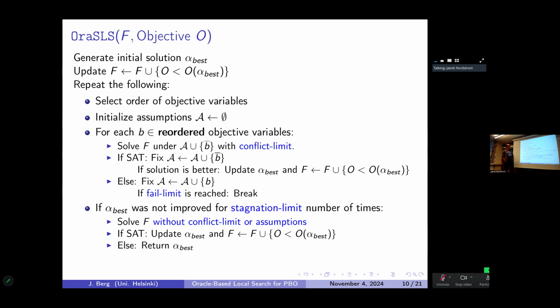The other heuristic we have is the stagnation limit. If we've tried a certain number of orderings and we haven't been able to improve the solution, then we'll run without conflict limits or without assumptions, so a pure solution improving call. Since we don't have a conflict limit, this will actually always end in one of these cases: either we will get a better solution or we'll know that we are at the optimum.